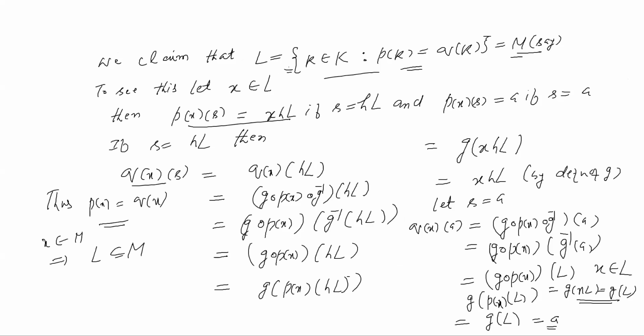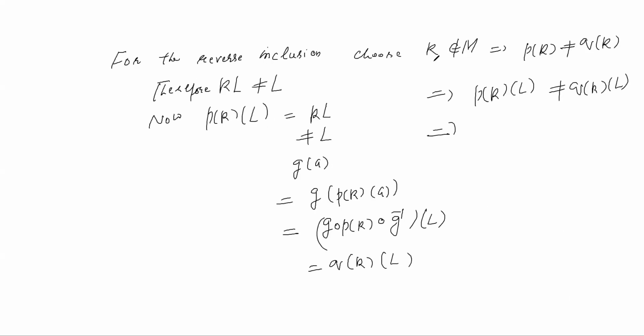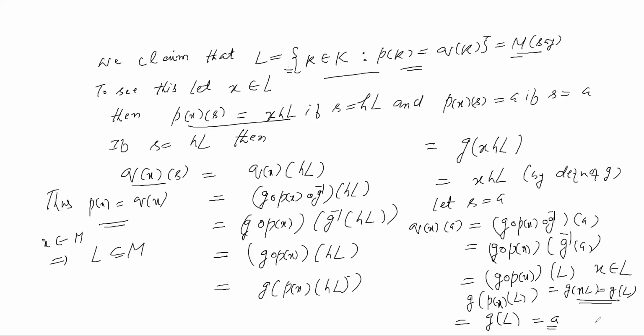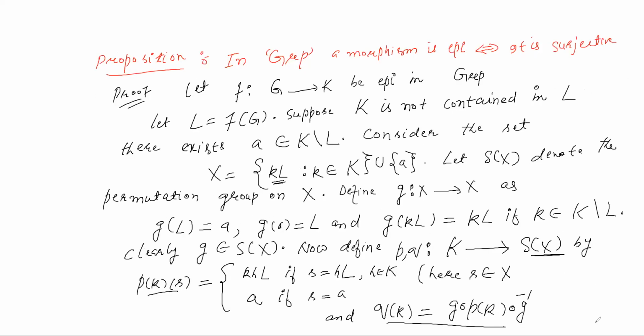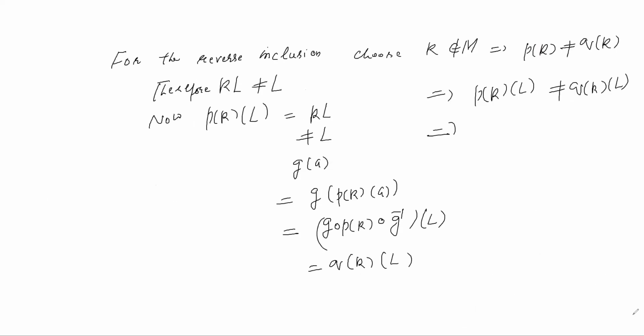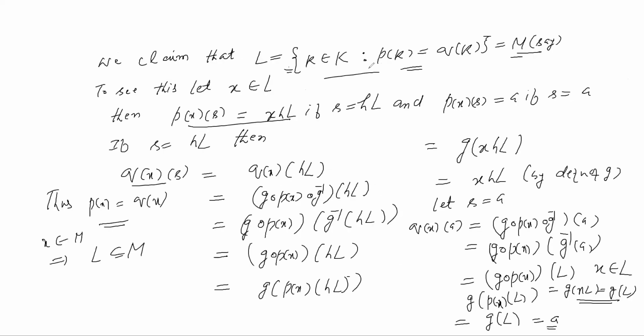We are showing that our aim is to show that M is contained in L. So we are assuming that K is not in M. Then our aim is to show that K is not in L. So we are taking K not in M. This means P_K is not equal to Q_K.